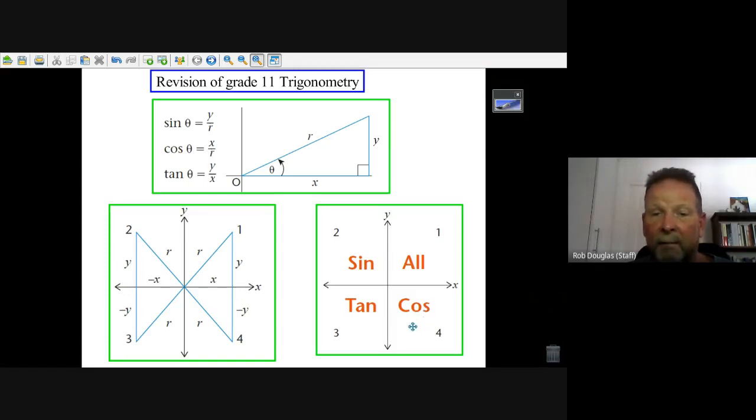So we sometimes say "All Stations to Cape Town" or "All Students Take Calculus", to help us remember where trig functions are negative or positive.